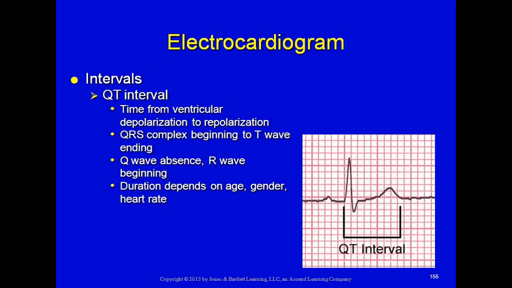The QT interval, again, represents the time from ventricular depolarization through repolarization, and it starts at the beginning of the QRS complex and ends at the end of the T wave. The duration depends on age, gender, and heart rate, but it should be no wider than 0.38 seconds. Again, when the heart rate's really fast, it's going to be much shorter than that, but it shouldn't be any wider than 0.38 seconds.